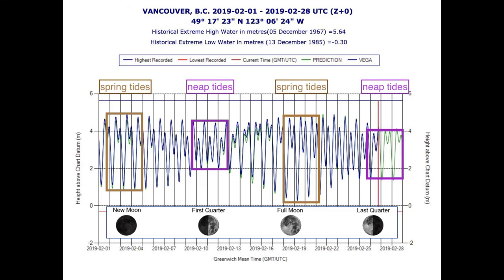You can see spring tides are shown. Where is this? This is Vancouver. You're seeing spring tides and neap tides highlighted, and again it's comparing them with the phase of the moon. You can see during new moon and full moon, you get these spring tides. During first quarter and third quarter moon, you get these neap tides. The tidal ranges decrease during neap tides compared to spring tides.